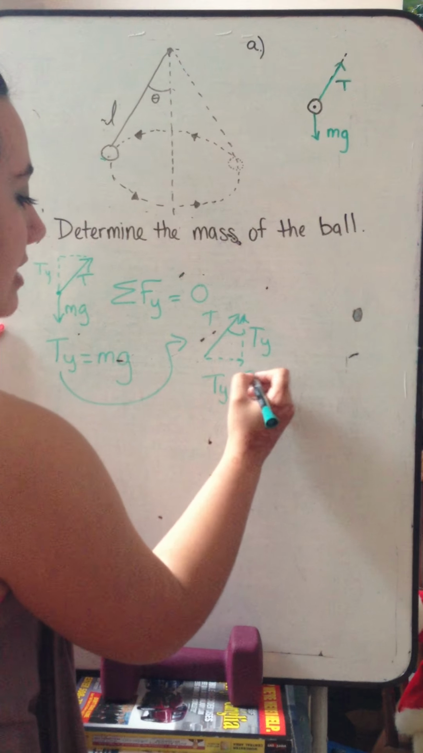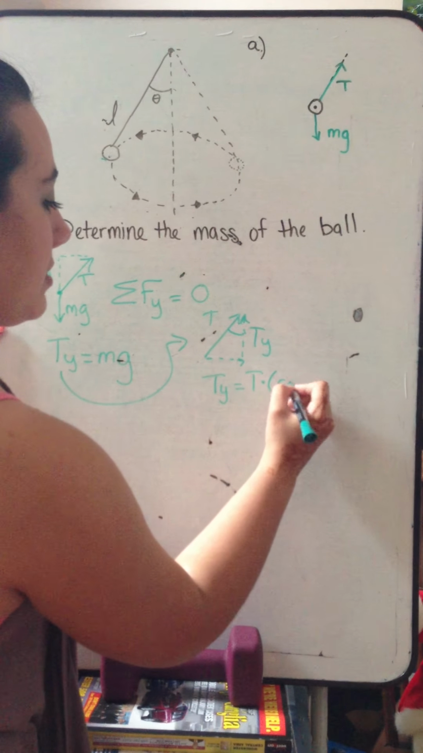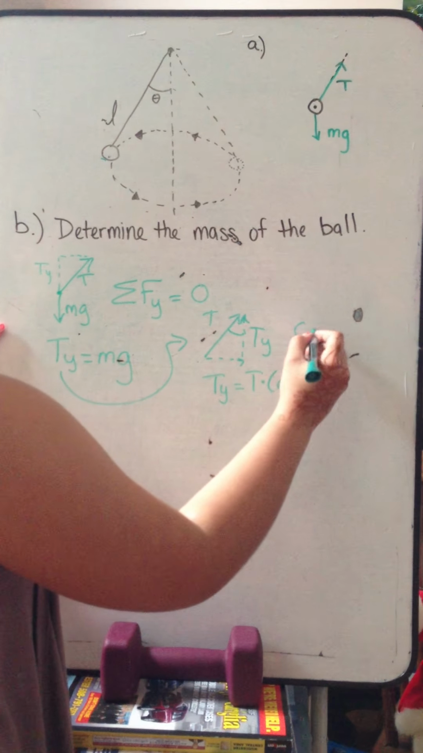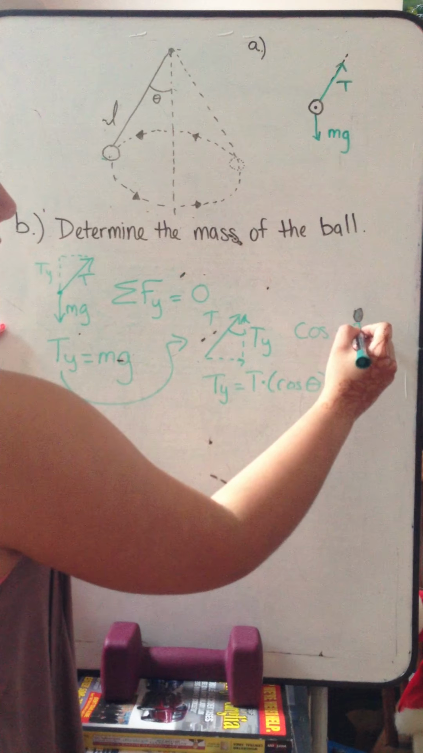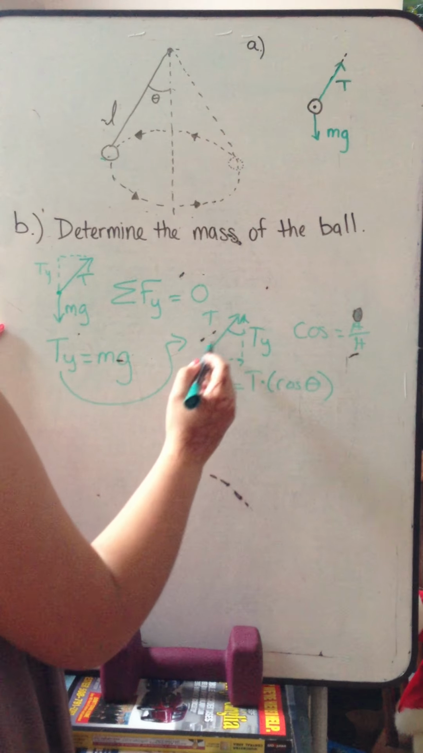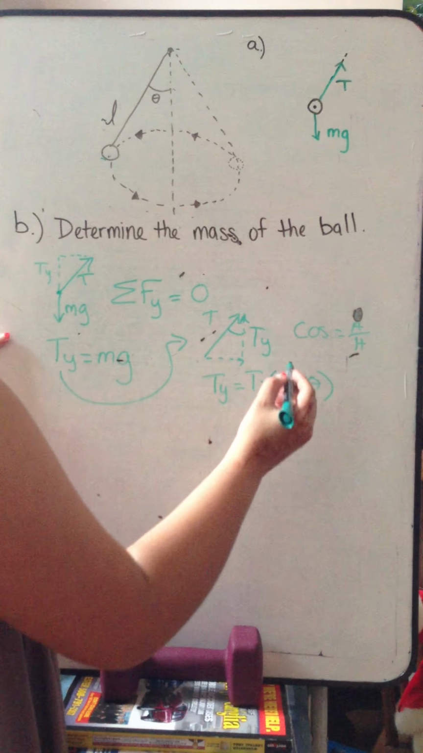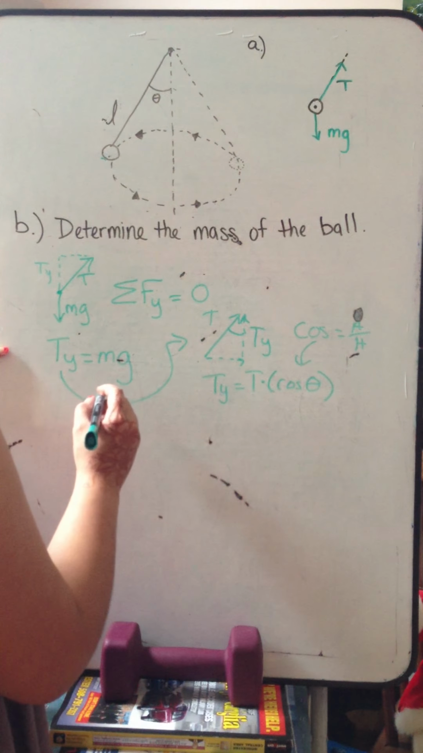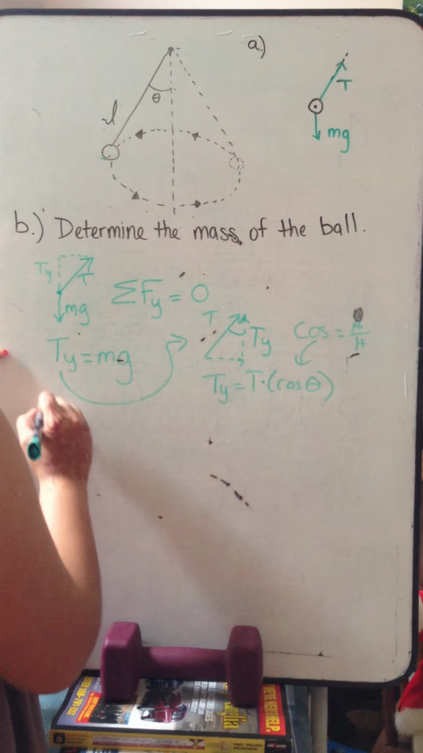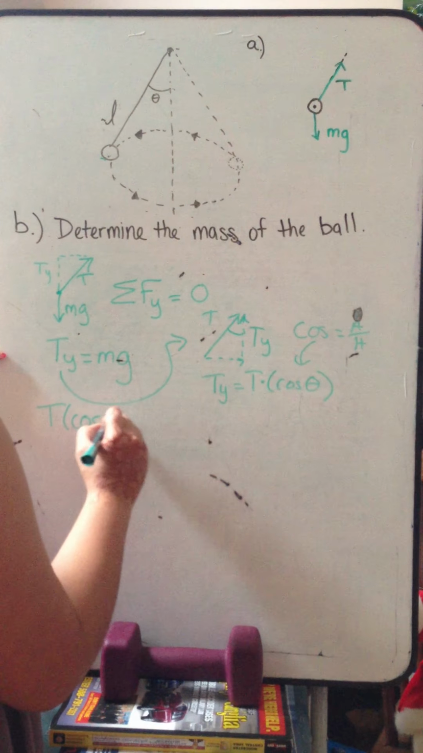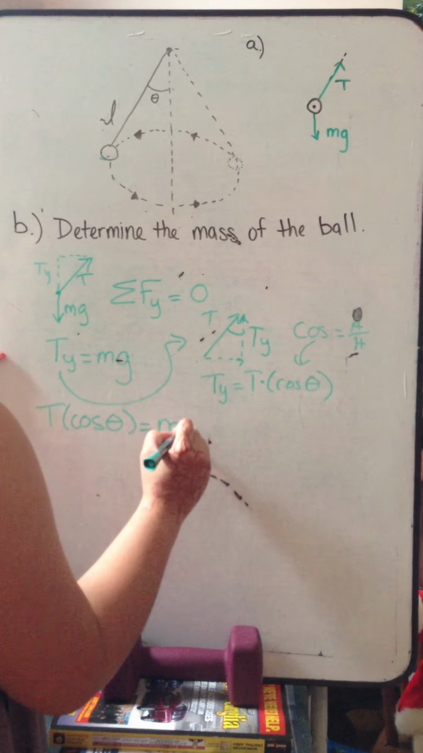found if you take tension and multiply it by the cosine of theta, because cosine is equal to adjacent over hypotenuse. And Ty is adjacent and T is hypotenuse. And you would just plug that in there and multiply it by T to get Ty. So over here, you would now rewrite it as tension cosine theta is equal to mg.